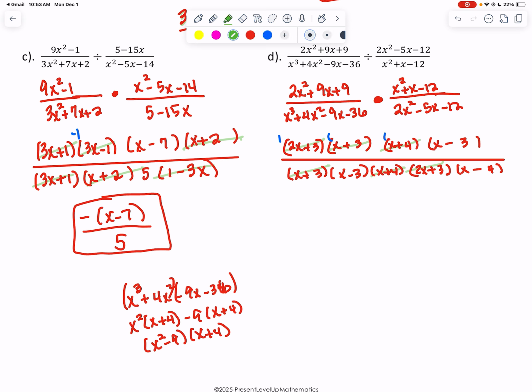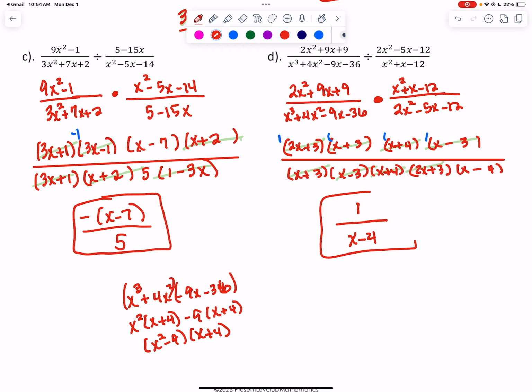All right, let's see. x minus 3. Oh, nice. x minus 3, x minus 3. So that divides out to be positive 1. Now, multiply everything that's left on top. 1 times 1 times 1 times 1 is equal to 1. On the bottom, all that's left is x minus 4. And that's your final answer. And that concludes today's lesson, multiplying and dividing rational expressions.